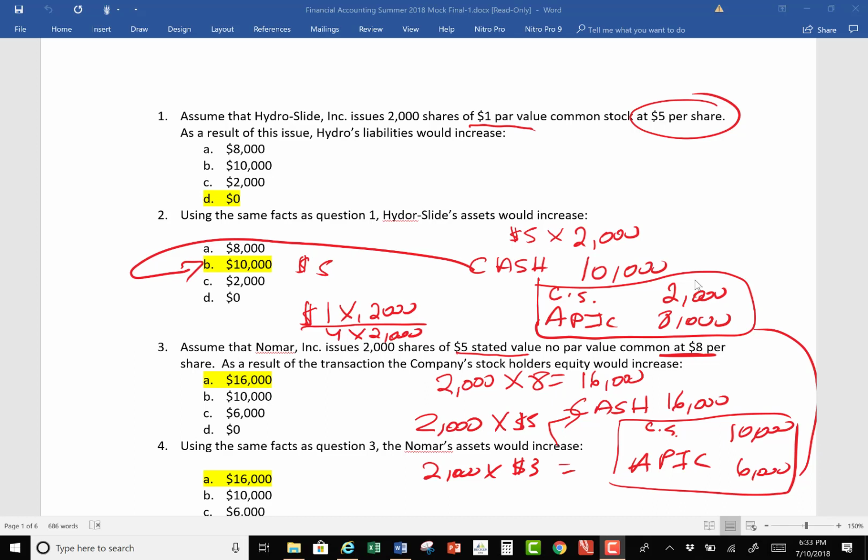I gave this question live in a class, and everybody fell apart on this question. And I'm like, why? We are going to issue it for what? $5 a share times 2,000 shares. That gives me $10,000 cash, right? I debit cash for 10,000. I credit the common stock for $1 per share times the 2,000.